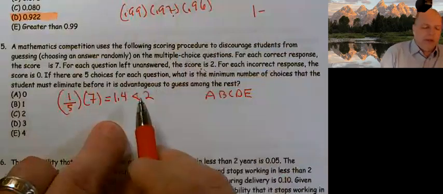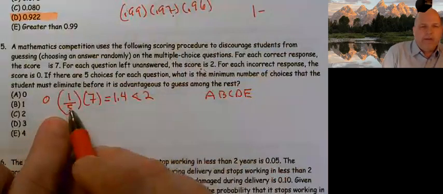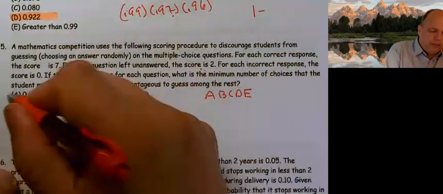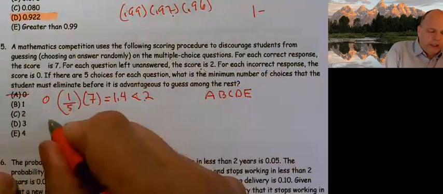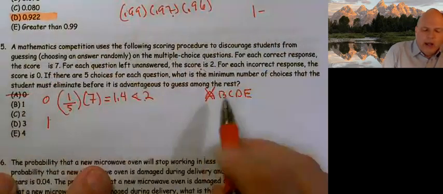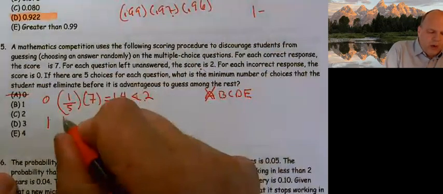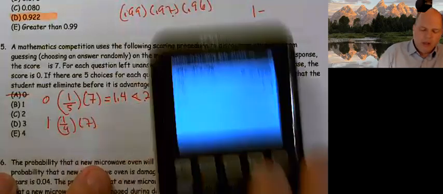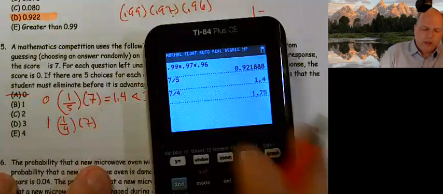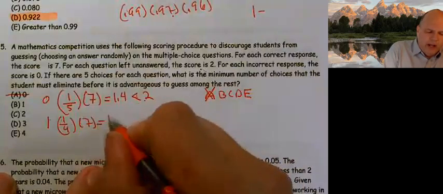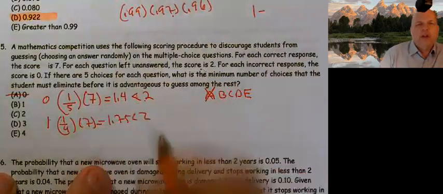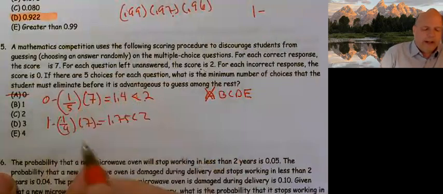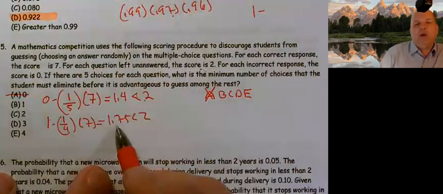So if I eliminate 0, in other words, I have to guess out of 5, this is not a good thing because it's less than if I just left it blank. On the other hand, if I had eliminated 1, now I have 1 out of 4 choices. Well, 1 out of 4 times 7 is basically 1.75, and that's still less than the 2 points that I would get if I left it blank. So I would have been better off if I can only eliminate 1. I'm only expecting to get 1.75 points.